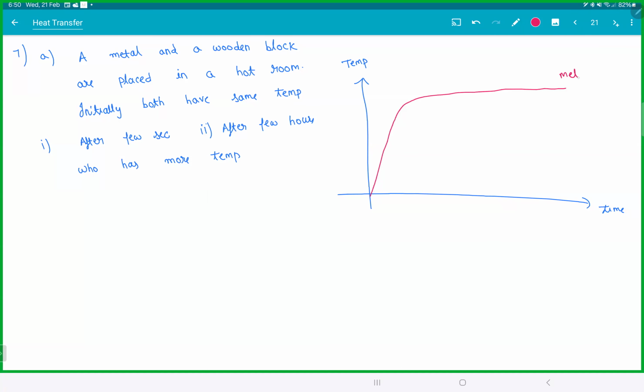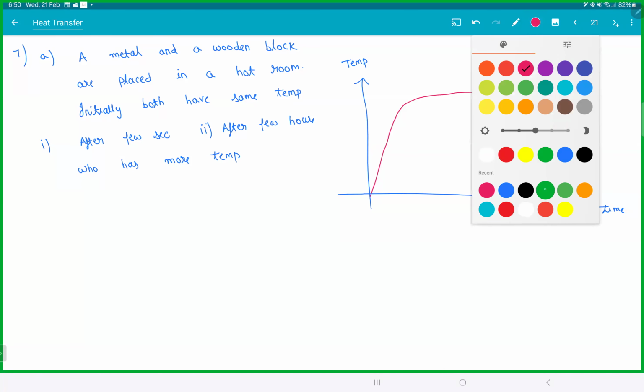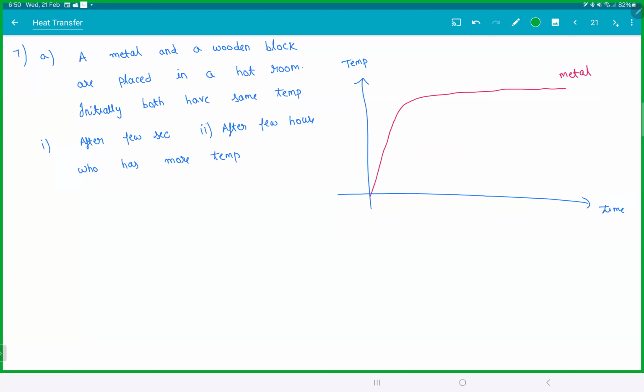What about the wood? Wood has low conductivity. So it will take heat slowly, catches fire only. Arre, it will catch fire? It's not that hot in the room.